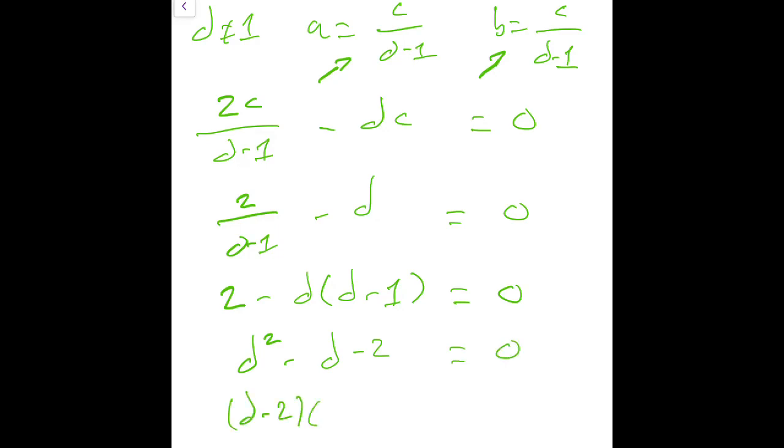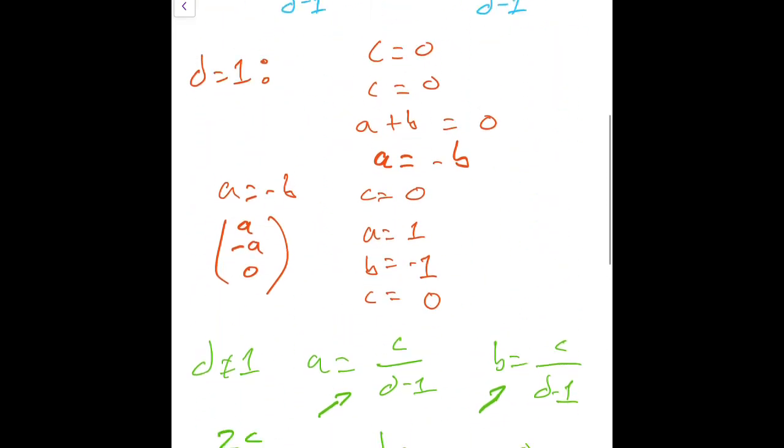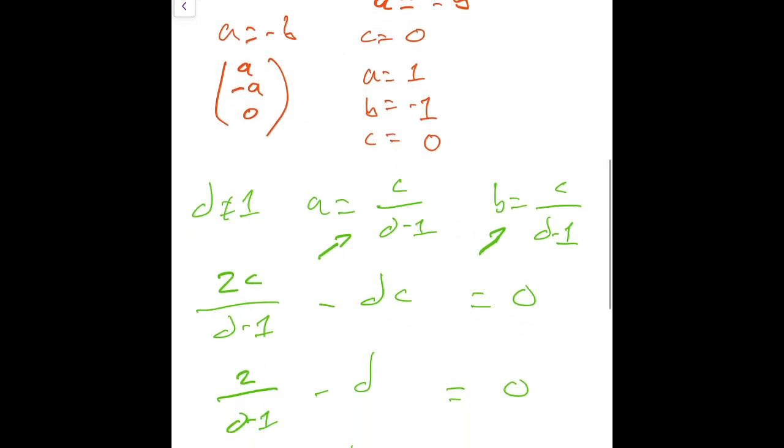This left-hand side is just d minus 2 times d plus 1. That's equal to 0. Okay, so this has a solution when d is equal to 2 or when d is equal to minus 1. So let's review this.